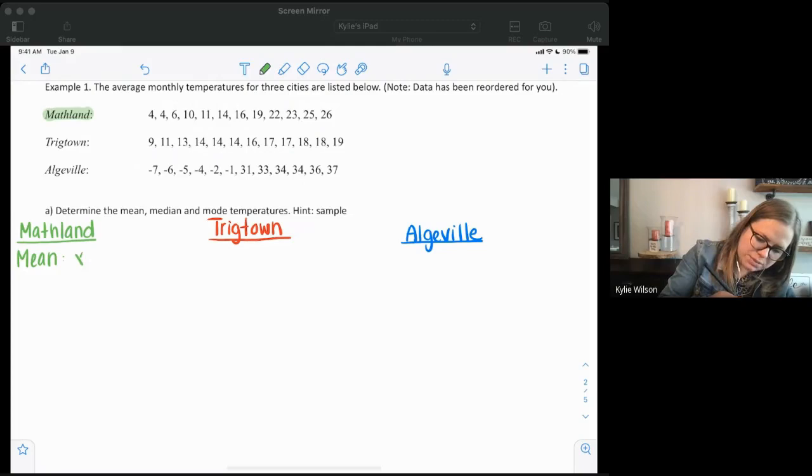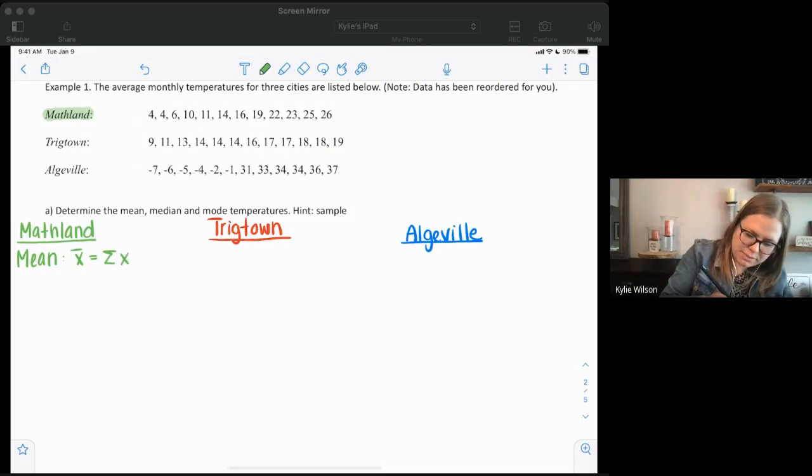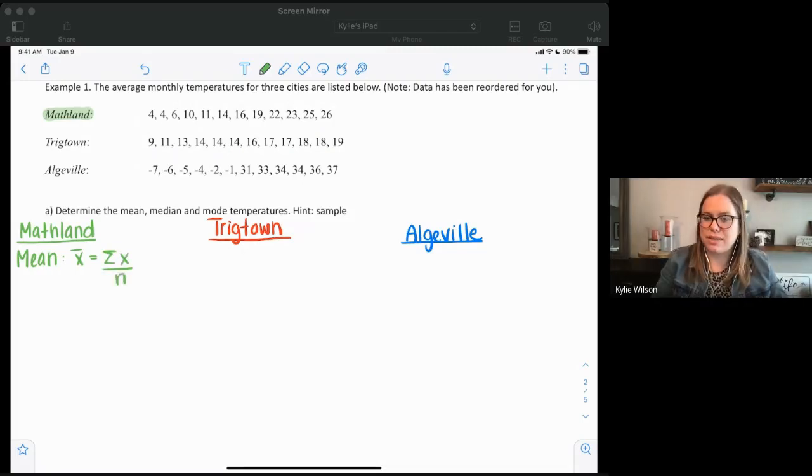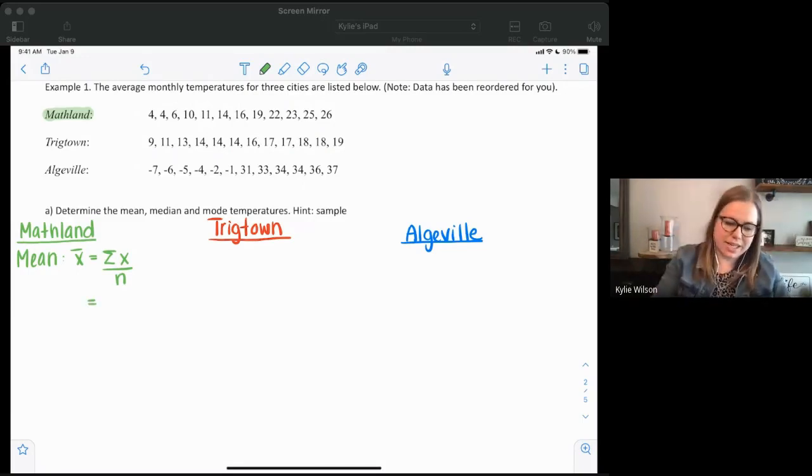Because we're looking at a sample, we use x bar, and that is equal to the sum of all of our x's divided by our number of data points. So I'm going to add up all of my values for Mathland. So 4 plus 4 plus 6 plus 10 plus 11 plus 14 plus 16 plus 19 plus 22 plus 23 plus 25 plus 26. When I do that, I will get 180.